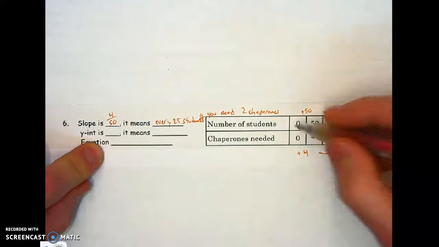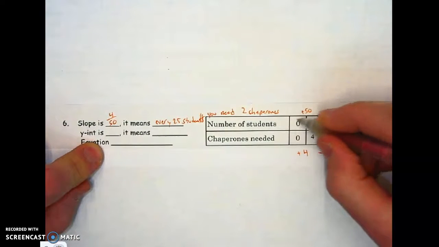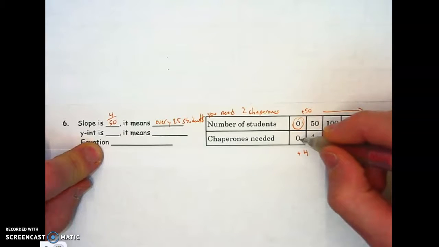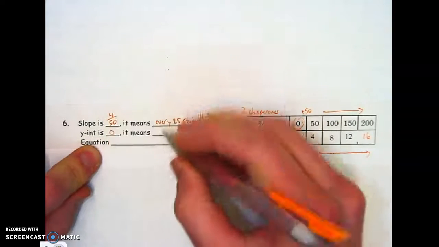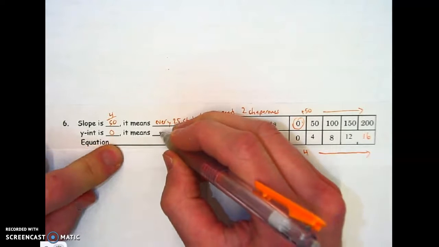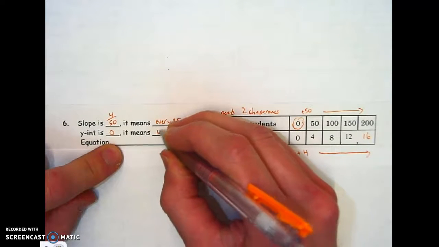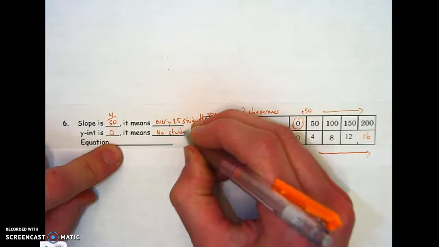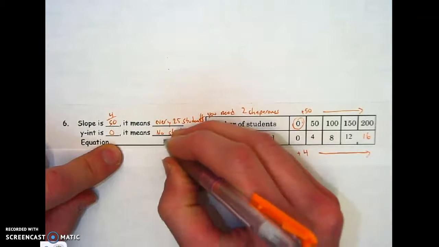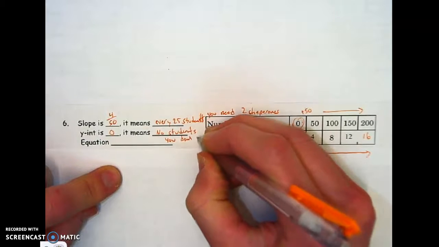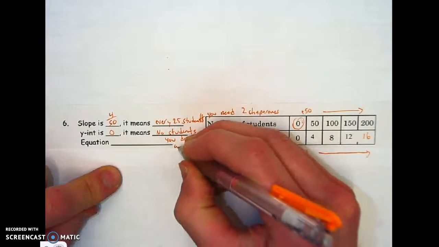The y-intercept right here at 0. This one actually makes sense. If there's 0 students, there's no chaperones. So 0, what does that mean? You don't need any chaperones if there's no students. No students. You don't need any chaperones.